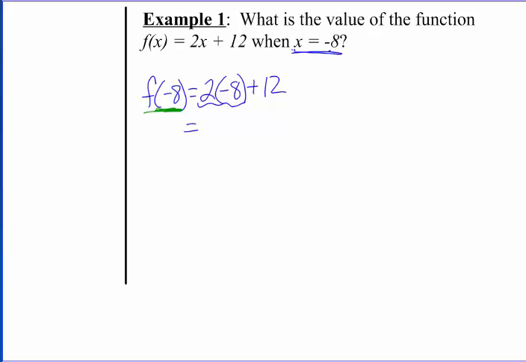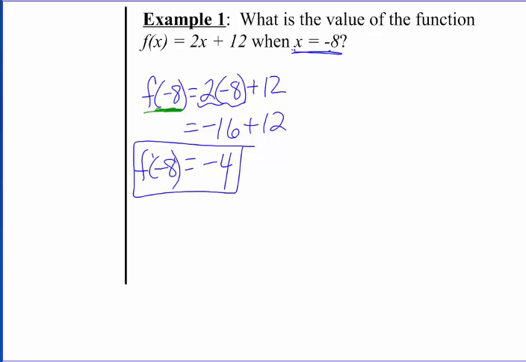So order of operations, we multiply before we add. Negative 16 plus 12 equals negative 4. So my f of negative 8 is equal to negative 4. Now what this also tells me is what my ordered pair would be. Remember, the negative 8 represents x. Remember, the f of x is equal to y, so that means my negative 4 is equal to y. So then I could write an ordered pair from that: x is negative 8, y is negative 4. So those mean the exact same thing.